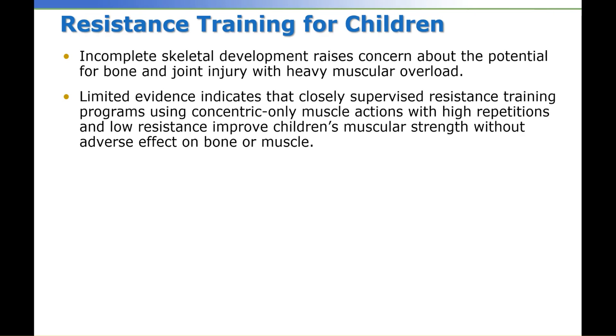Basically, there's neuroadaptation and even muscular strength, even with low androgens, low testosterone, that causes an increase in strength for children. They do have incomplete skeletal development, and there's concern raised about this, but unless they're doing bodybuilding, there's limited evidence that shows negatives of resistance training in children. Meaning, resistance training in children has actually shown benefits. Okay, and there's not really any adverse effects on bone or muscle.